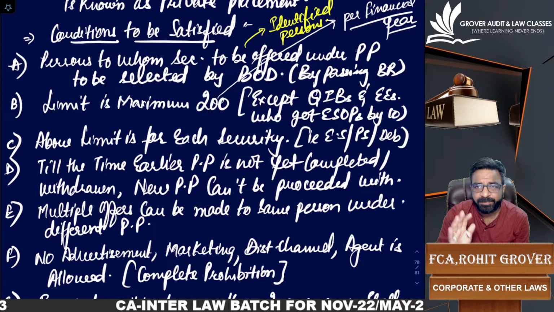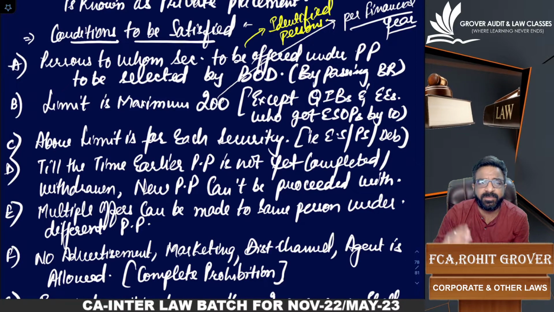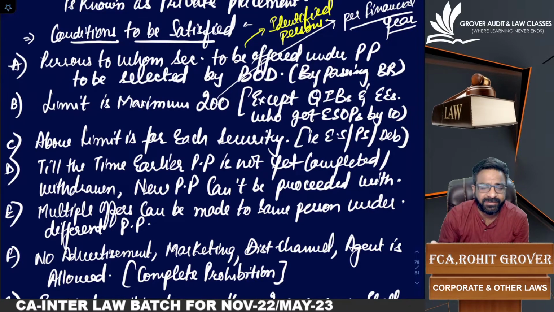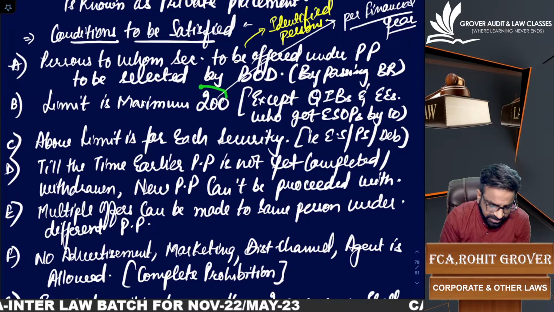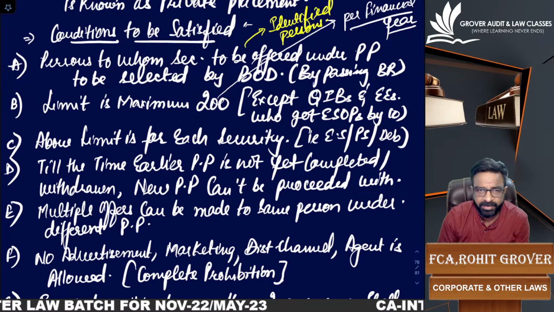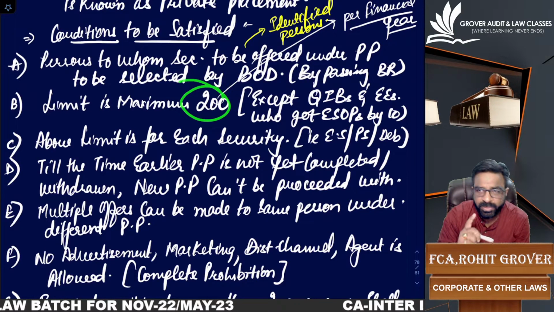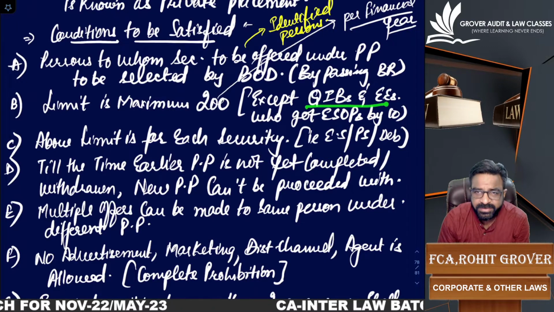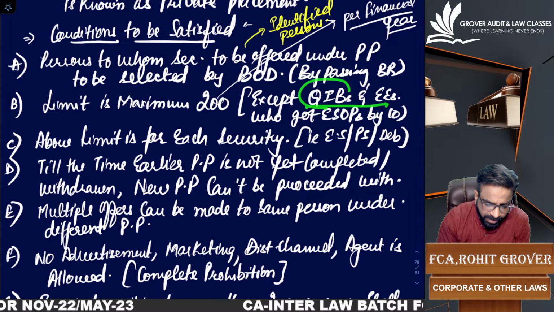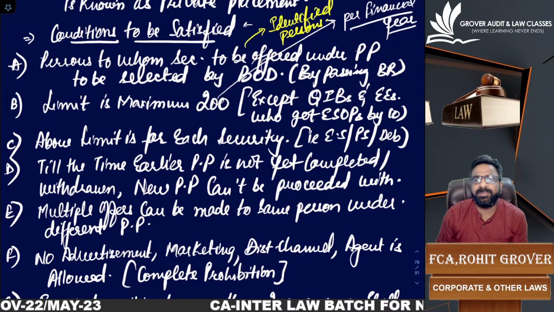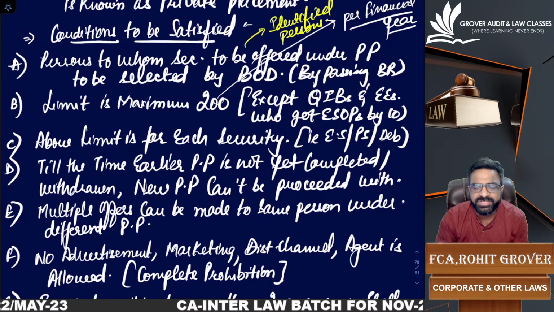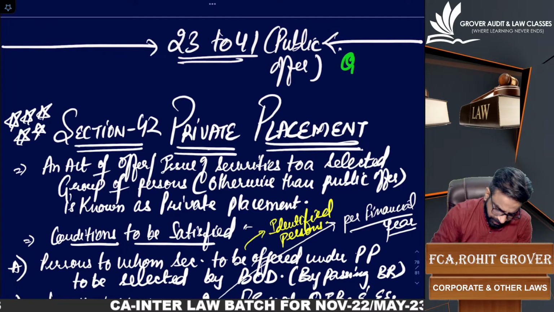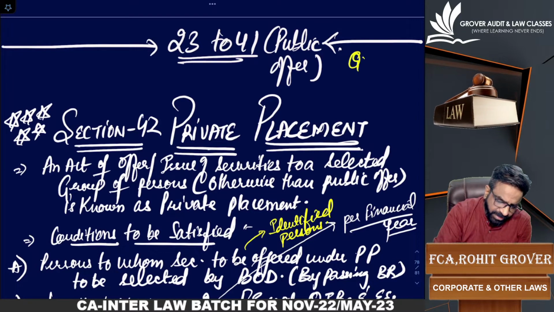But I'm saying that in private placement, the maximum number of people to whom you can sell the shares, whom you can select, is maximum 200. And remember one thing, in your list of 200, the QIBs and the employees are not counted. What do you mean by QIBs, everyone? QIB stands for Qualified Institutional Buyers. So let me write the full form of QIB here.